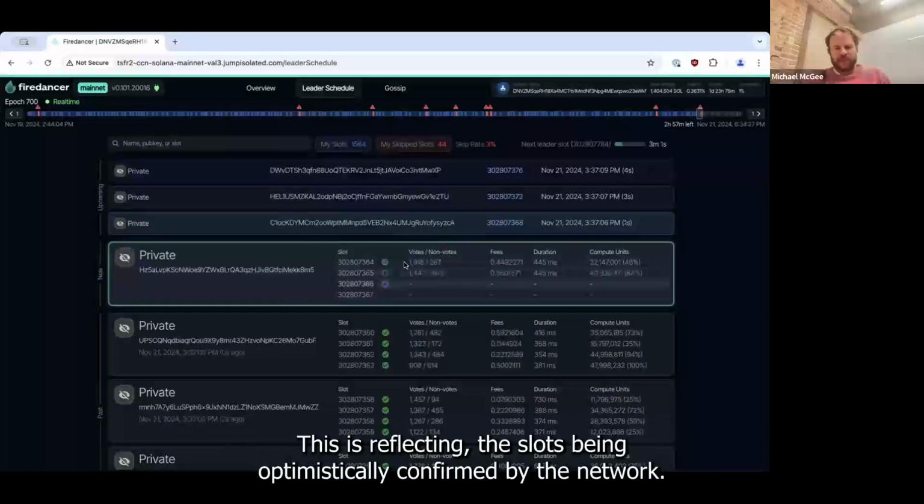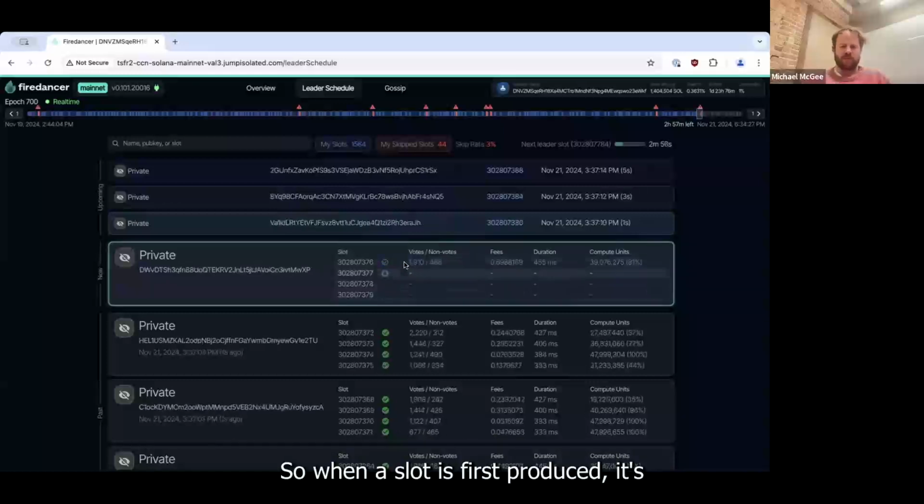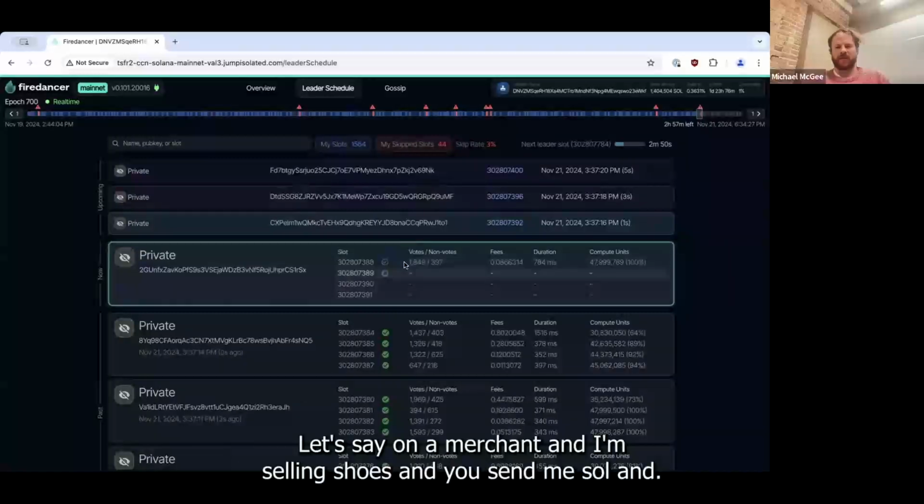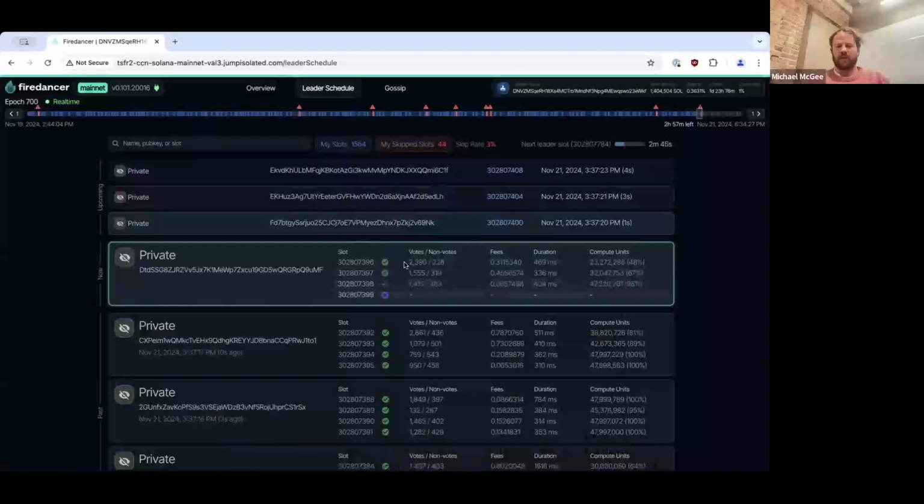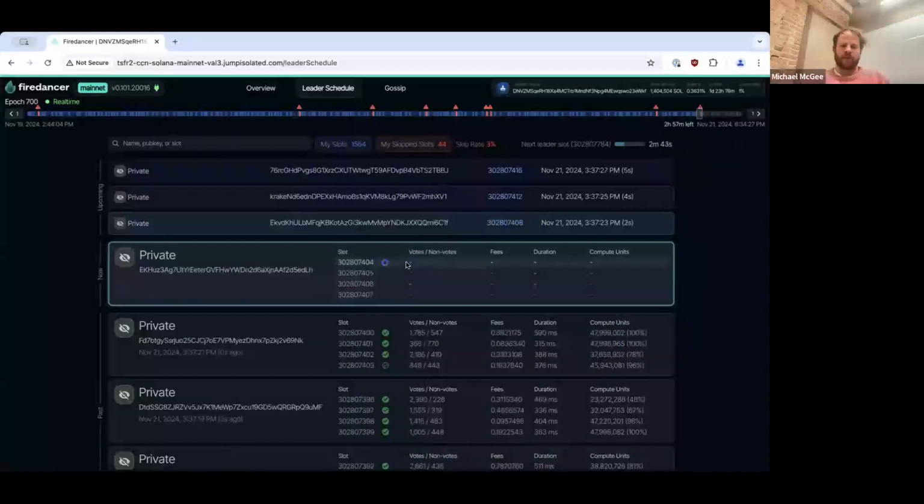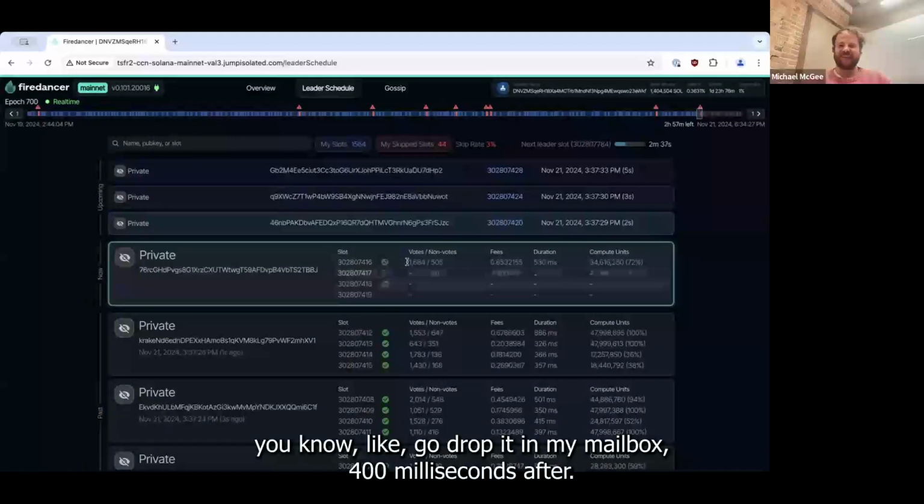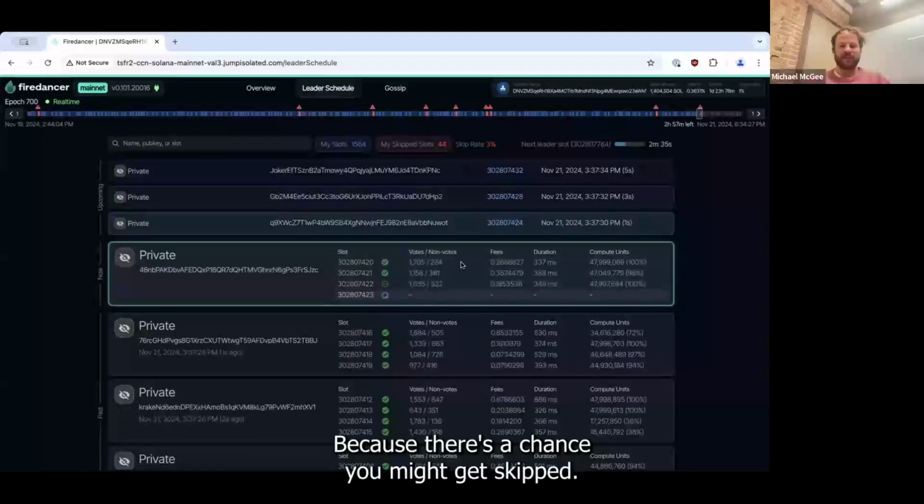This is reflecting the slots being optimistically confirmed by the network. So when a slot is first produced, it's somewhat not immediately able to be trusted, right? Let's say I'm a merchant and I'm selling shoes, and you send me SOL, and it gets included in a block. I shouldn't probably ship you the shoes the second I see that block, or go drop them in my mailbox 400 milliseconds after, because there's a chance you might get skipped, right?